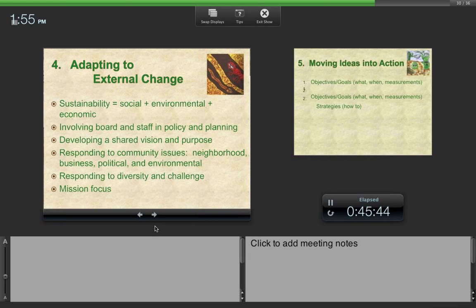Developing a shared vision that we all buy into, and responding to community issues, again, neighborhood, business, political, and environmental. And we annually chart where our trees are planted, where we're doing cleanups, where we're doing neighborhood projects to ensure that we are responding to the demographic profile of our community.